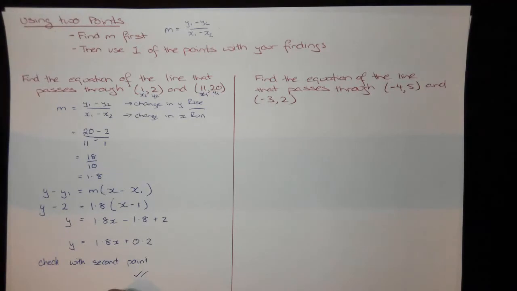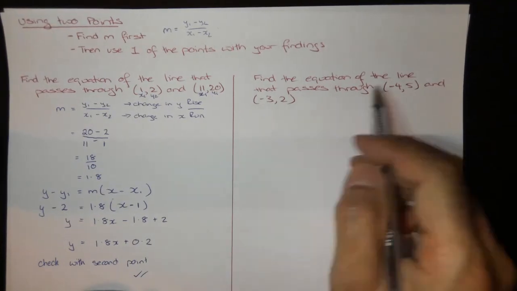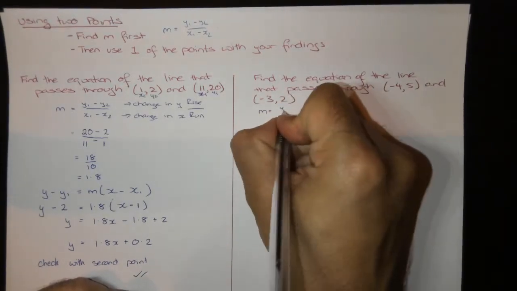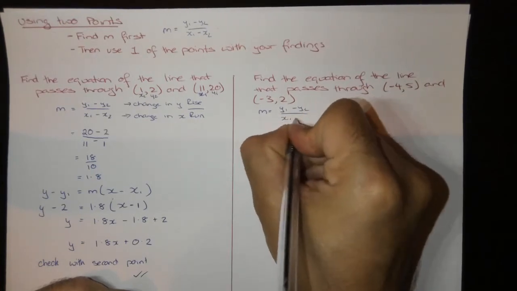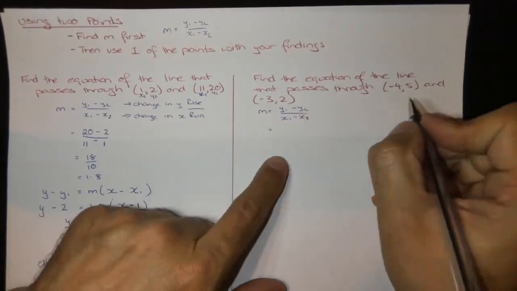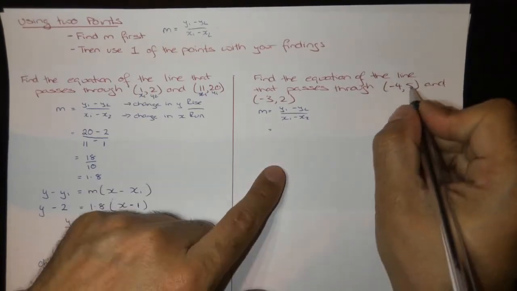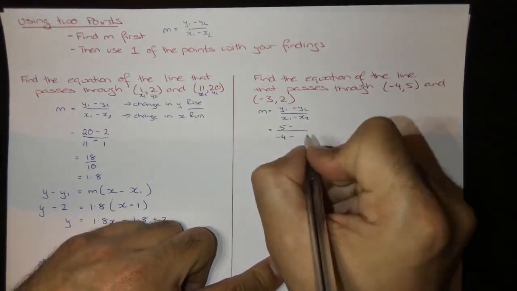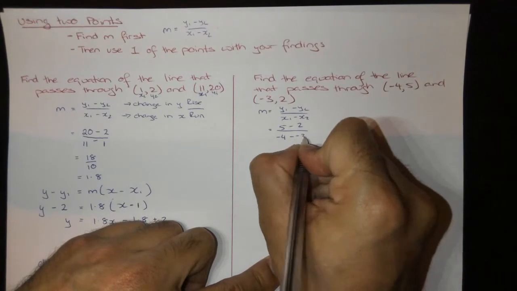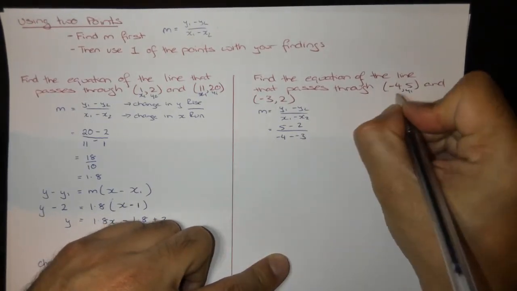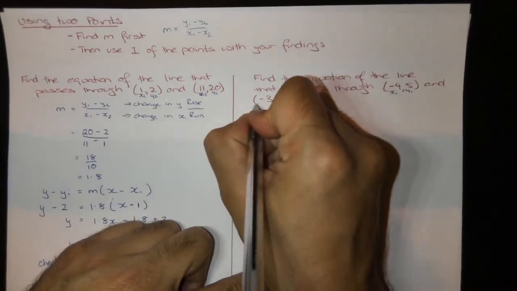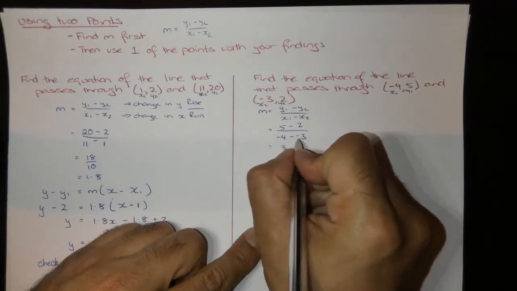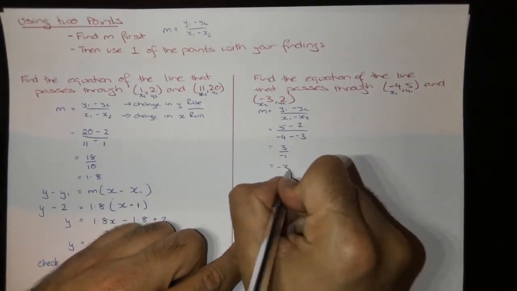Okay. Alright, example 2. We want to find the equation of the line that passes through (-4, 5) and (3, 2). So first step, gradient. I'll use this one first. So 5 and -4, minus 2 and -3, because this is y1 x1, y2 x2. Okay, so 5 take away 2 is 3, -4 plus 3 is -1, gradient of -3.